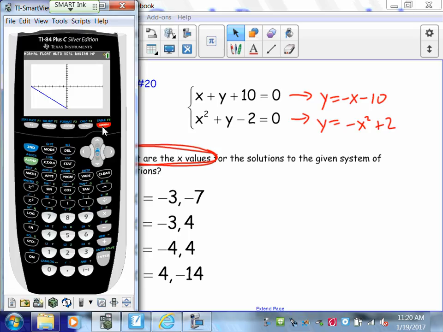So what you could do also is change your window. Because right now this is a 10 by 10 window. So if you go to window, instead of -10 to 10, let's go -20 to 20. And then do the same thing for the y min and y max. So -20 to 20. If you want to expand your window, you can change it there. Standard is a 10 by 10.